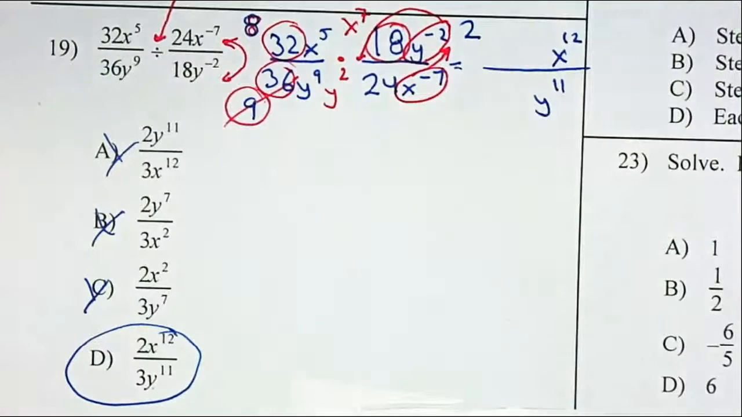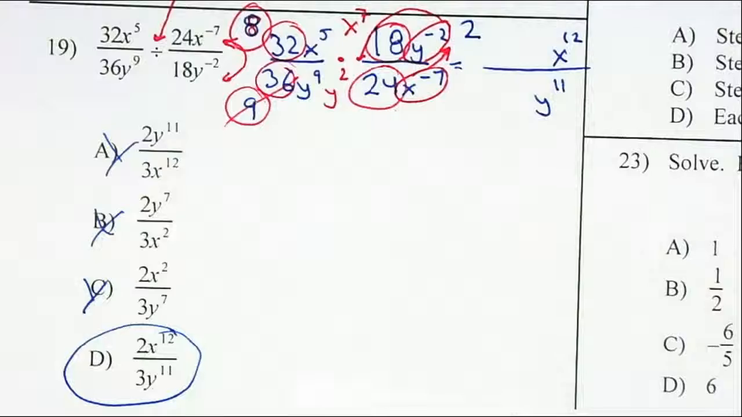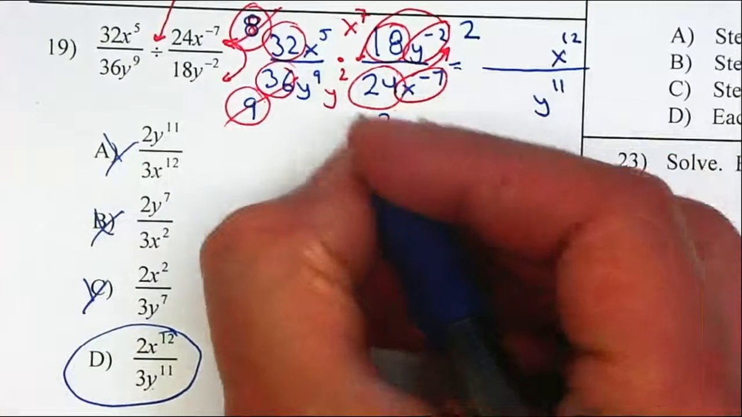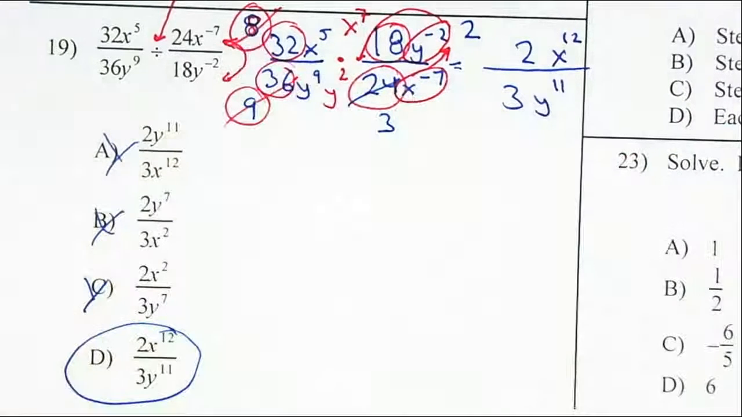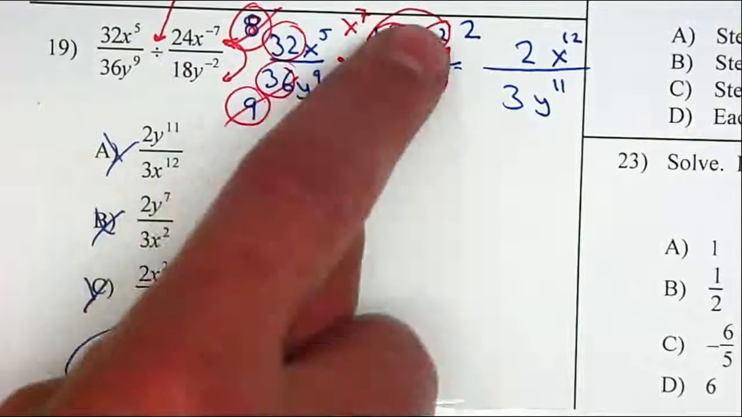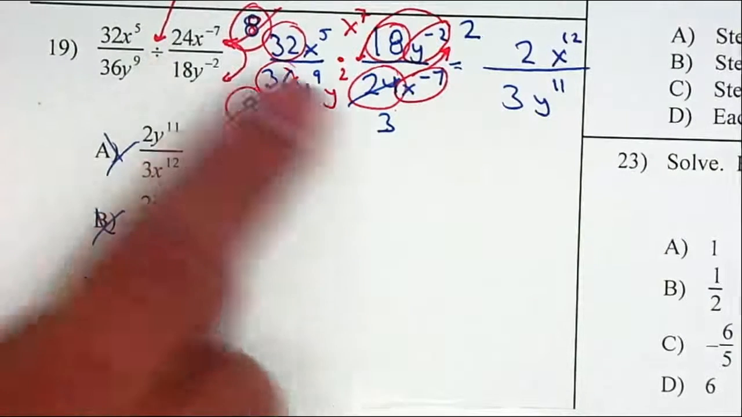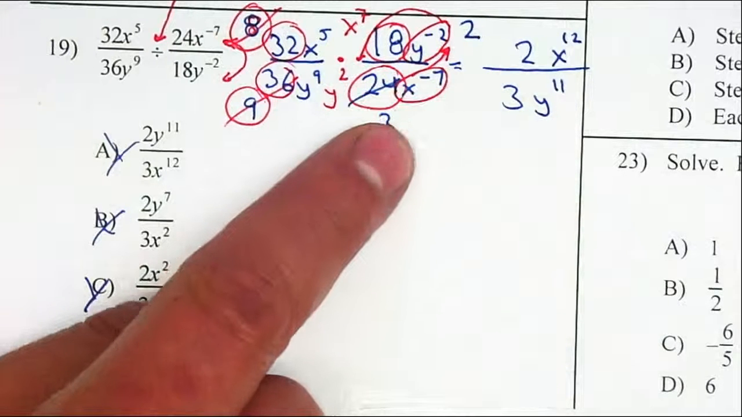What else can I divide? I can divide the 8 and the 24 by 8. So that gives me 1. And this will give me 3. So it gives me 2 over 3. So your answer will be letter D. Just be careful when you simplify, and especially when you cross simplify. Keep track of what's left. In this case, you have a 2 left and you have a 3.